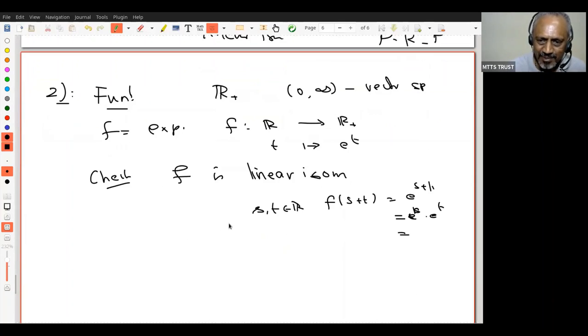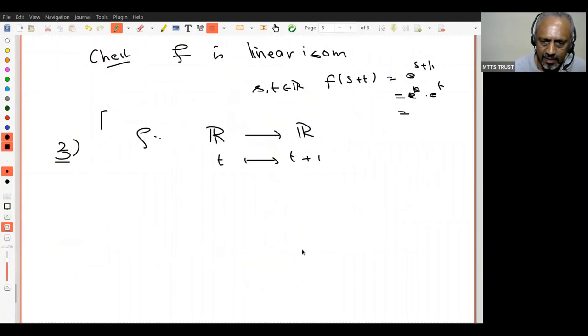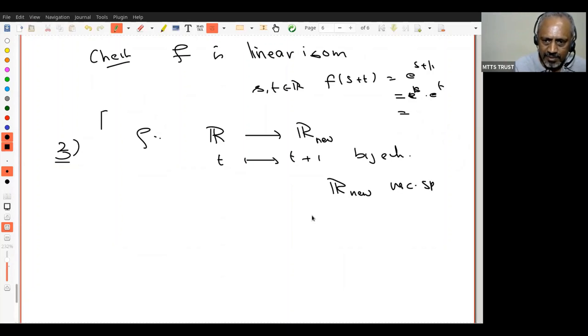Many of you might have forgotten this. Please go and check. That will be a very good exercise. Another exercise in the same vein: do you remember we made R to R? Look at the map here, which maps t to t plus 1, or similarly t minus 1. Using this bijection, we made this codomain, let me call it R new. This is R, but I call it R new. We made R new a vector space using the bijection. Do you remember that?